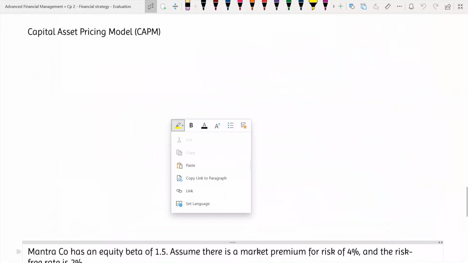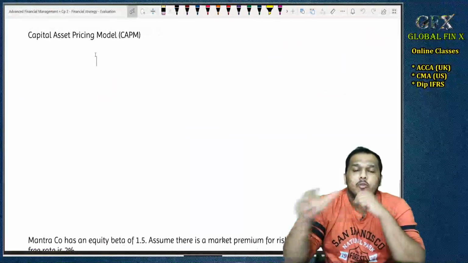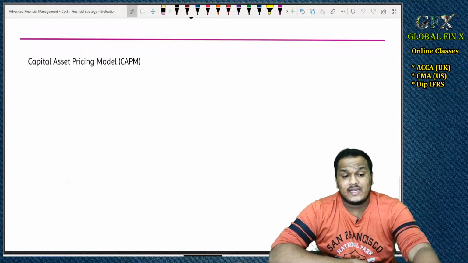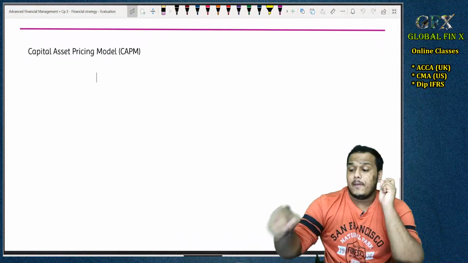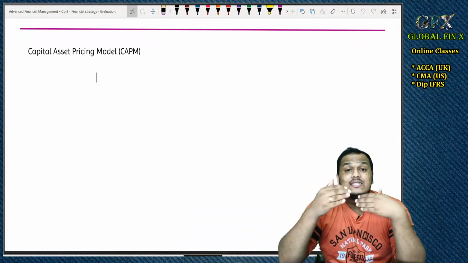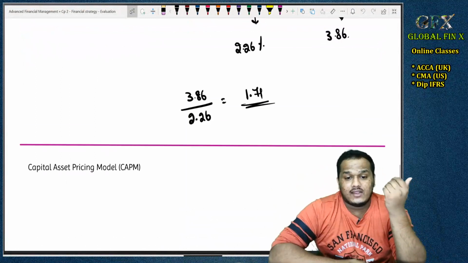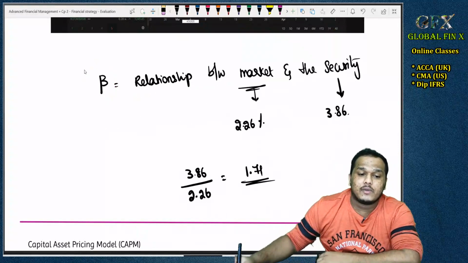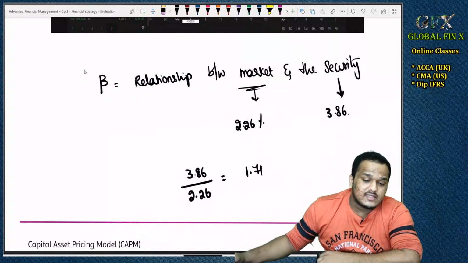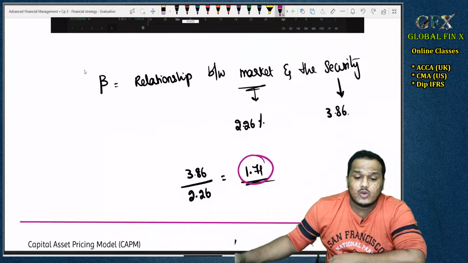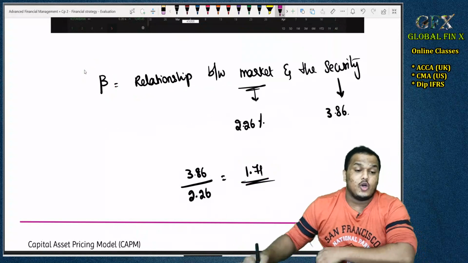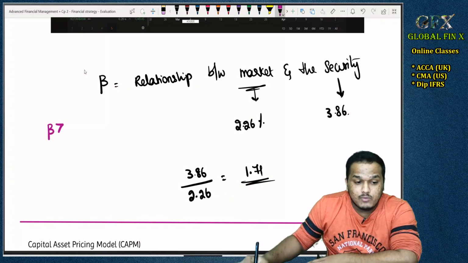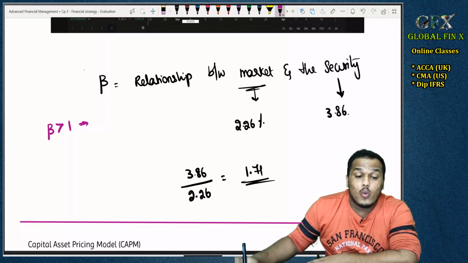Before we move on to the capital asset pricing model, first let me make it very clear with a small topic, that is beta. Beta is the relationship between the stock and the market. We discussed beta as the relationship between the market and that particular security. In the case of ICICI, we calculated for a given day that the beta factor was 1.71.